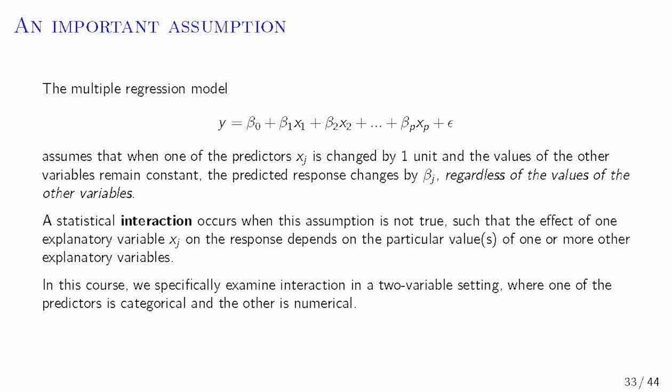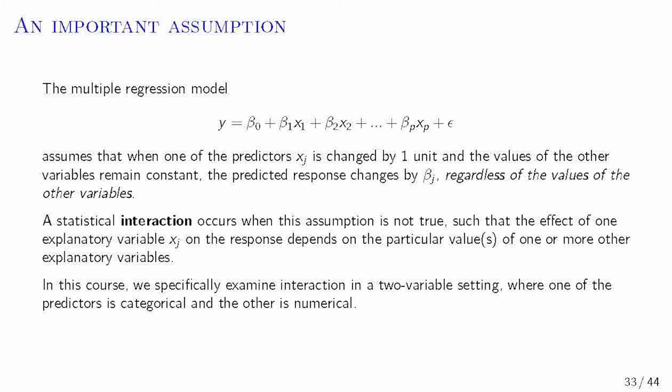What if you thought that maybe age interacts with some of these variables or something to that effect? How would you deal with that? So one of the key assumptions of this regression model is that when one of the predictors, xj, is changed by 1 unit, then the values of other variables remain constant, that the predicted response changes by beta j, regardless of the values of other variables.